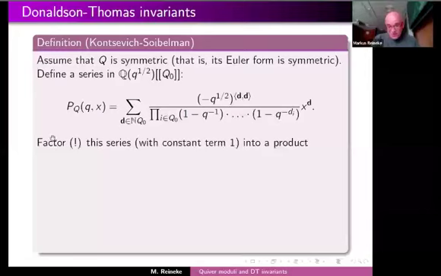Factor this series into a product, and I write an exclamation mark, as we first have to see that it is possible to factor it into a product. The reason for this is that it has constant term 1. Whenever you have a formal power series with constant term 1, you can factor it into an infinite product of terms 1 minus x to the d.